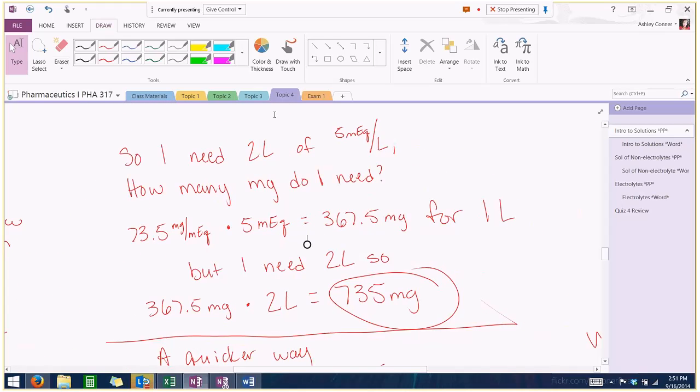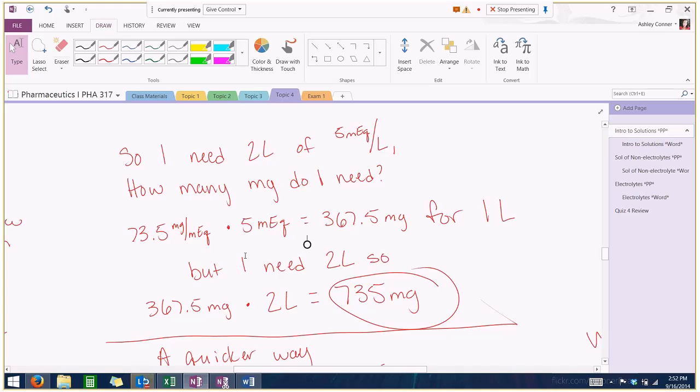I need 2 liters of 5 milliequivalents per liter. So how many milligrams of my calcium chloride do I need? Well, I know that I have 73.5 milligrams in 1 milliequivalent, but I need 5. So I take 73.5 and I multiply it by 5, and I get 367.5 milligrams. But that's only for 1 liter, and I need 2. So I take that 367.5 milligrams and I multiply it by 2 to get 735.